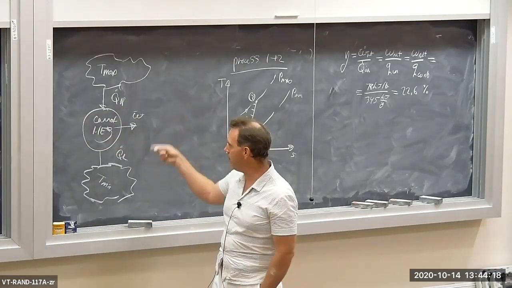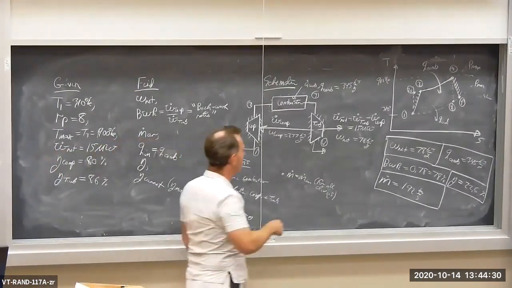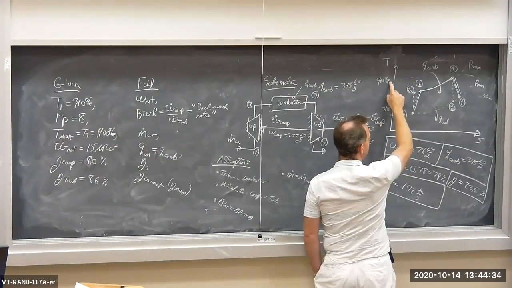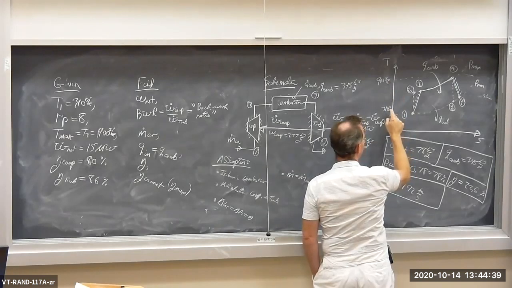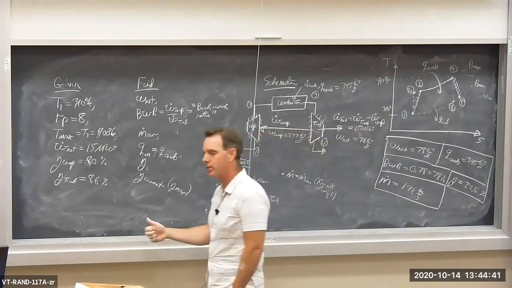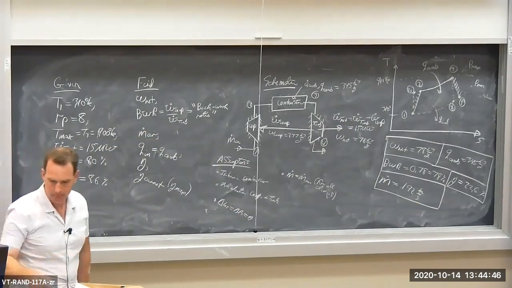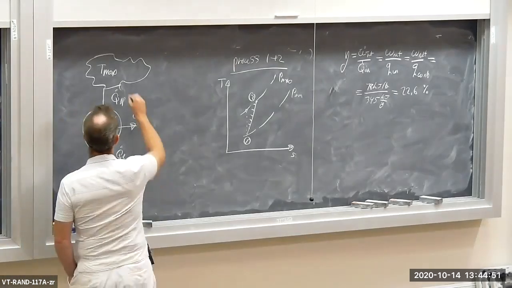Let's figure out what these minimum and maximum temperatures are in the cycle. We're going to put a Carnot cycle between them. The maximum temperature in the cycle is 900, so the heat has to be received at least at 900 degrees Kelvin, and the minimum temperature in the cycle is 310, so the heat has to be rejected at least at 310 degrees Kelvin.